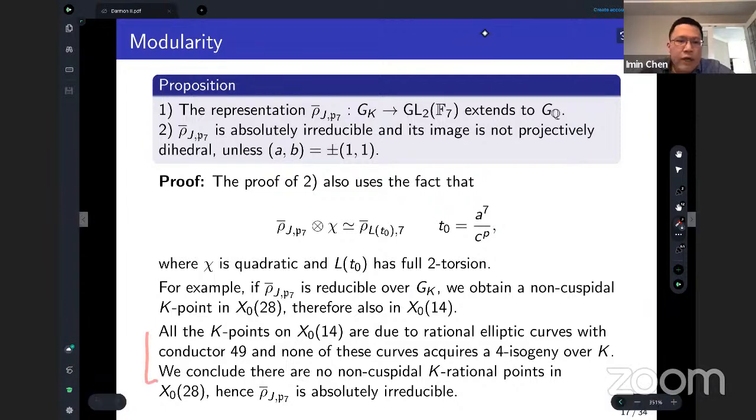However, the K-rational points on the modular curve X0(14) have been determined, and they all correspond to rational elliptic curves with conductor 49. And none of these acquires a 4-isogeny over the extension K, which is a cubic extension of Q. And so we conclude that the original assumption that this was reducible had to be false. There are some other arguments which use K totally real to get to absolute irreducibility. But I thought I would mention this because we will be using this relation many times, and this is yet another example of that.